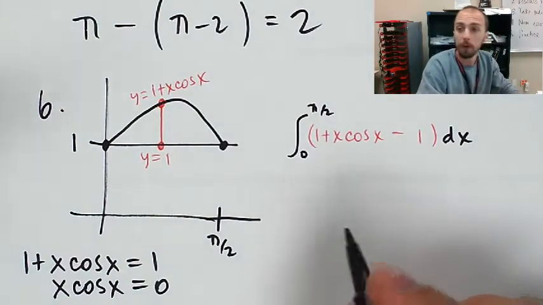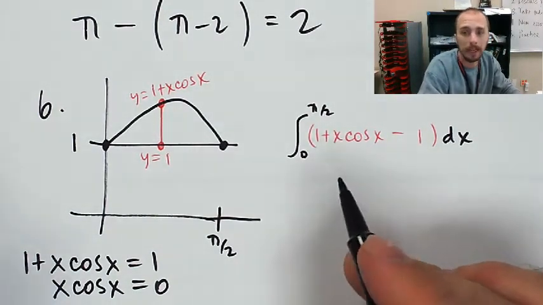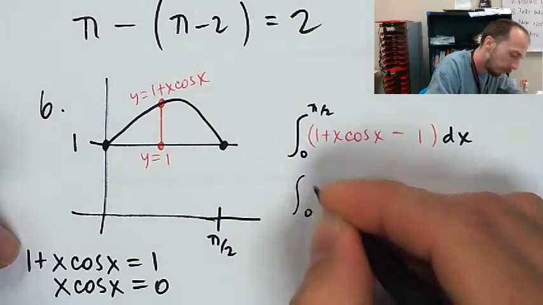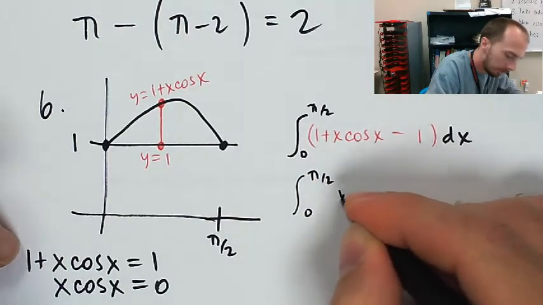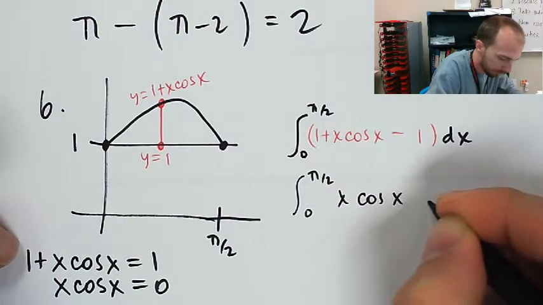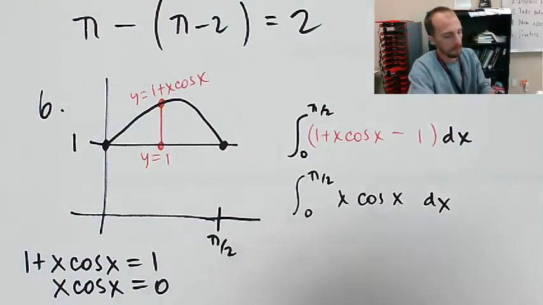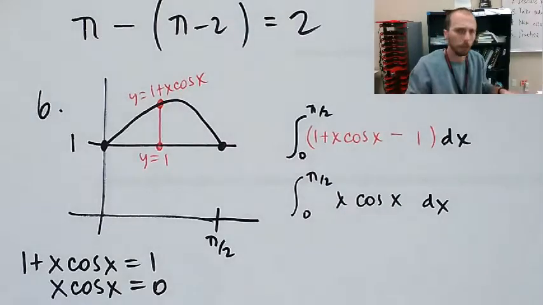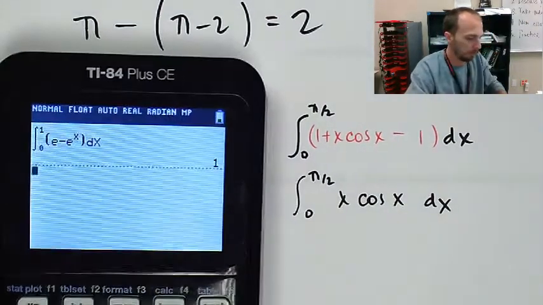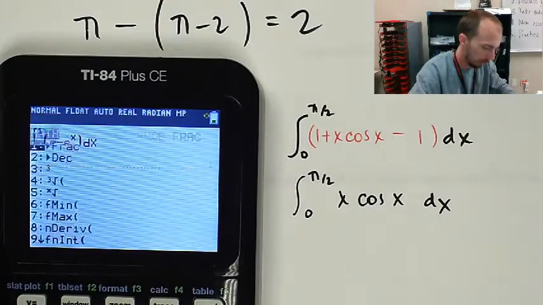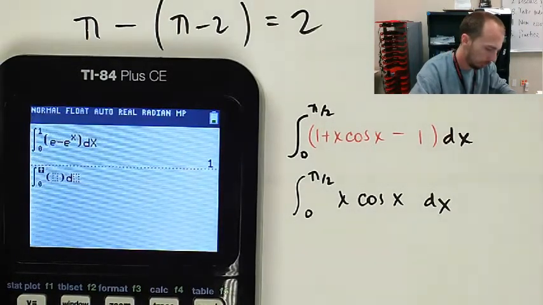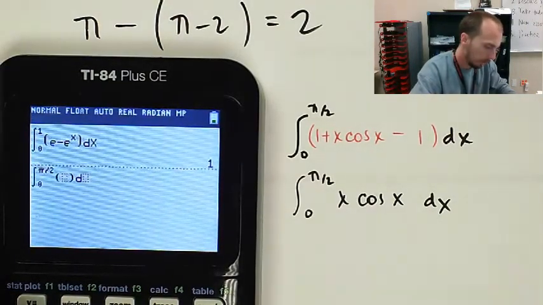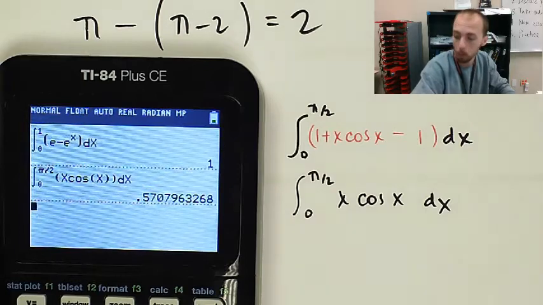Okay. Oh, very soon we'll be able to run this integral, but not yet. So this is the integral from 0 to pi over 2 of x cosine x. Okay. You would need integration by parts. You would need a product rule for integrals, and we just don't have that quite yet. So what we do instead is we're going to pull out the calculator. We're going to integrate from 0 to pi divided by 2 of x cosine x with respect to x, and we're going to get 0.571.